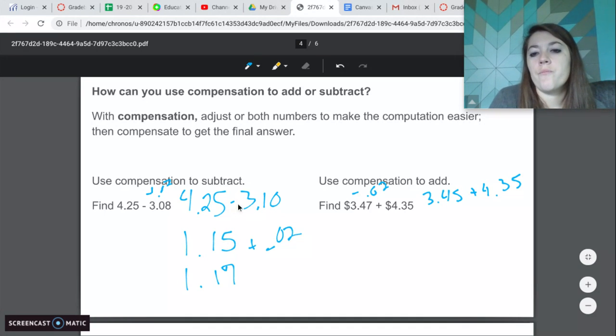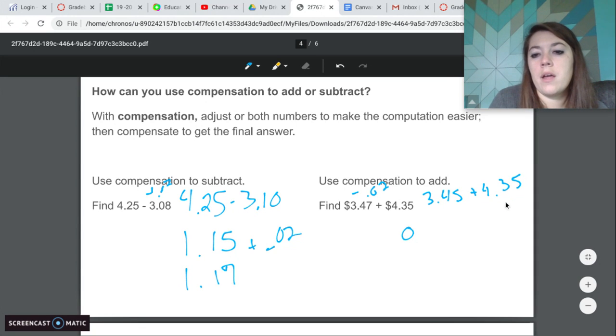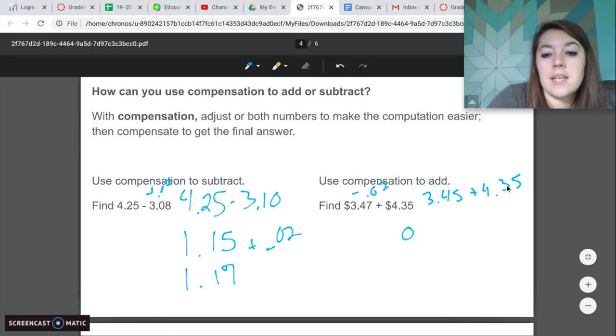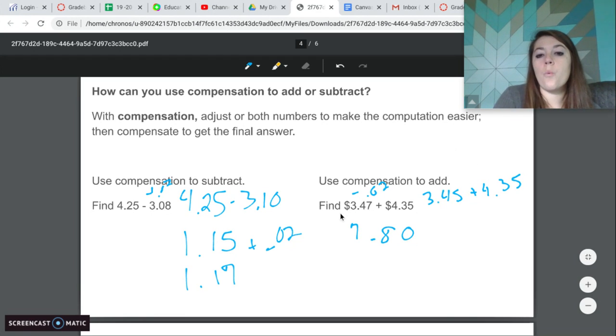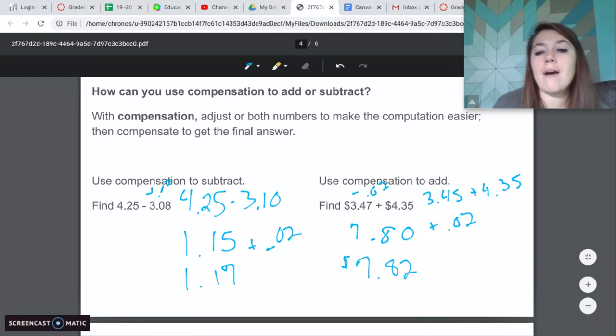So 5 and 5 is 10. So we carry the 1. That made the 4 into a 5. 5 plus 3 is 8. Put our decimal. And then 3 plus 4 is 7. Now, I took away 2 hundredths when I initially started this. So what I need to do now is add 2 hundredths onto this. So it's going to be $7.82. So you have to be careful.